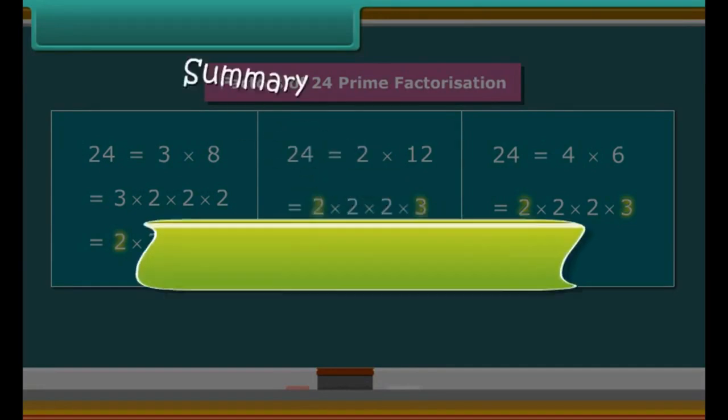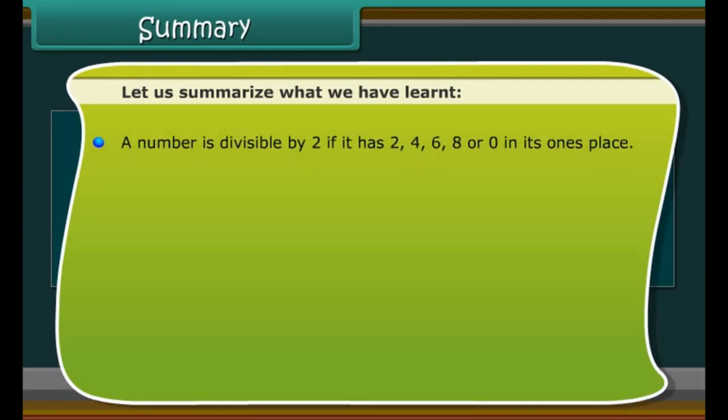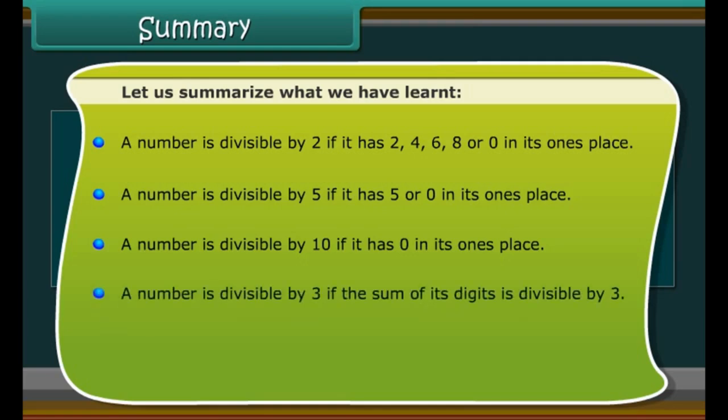Summary. Let us summarize what we have learned. A number is divisible by 2 if it has 2, 4, 6, 8 or 0 in its ones place. A number is divisible by 5 if it has 5 or 0 in its ones place. A number is divisible by 10 if it has 0 in its ones place. A number is divisible by 3 if the sum of its digits is divisible by 3.